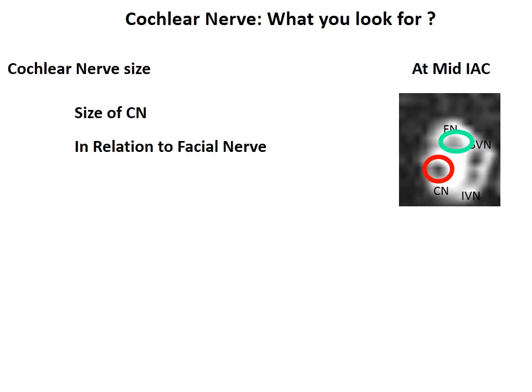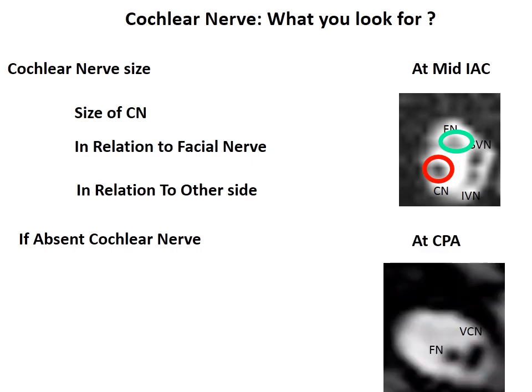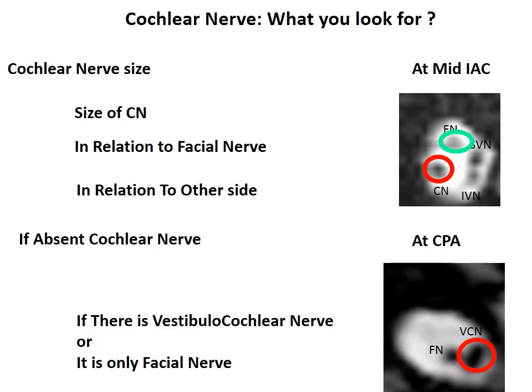And if the 2 cranial nerves are hypoplastic, you compare them to each other. And if you are going to operate, you are going to operate on the better formed cochlear nerve. If you don't find a cochlear nerve at the middle of the internal auditory canal, you go to the CP angle to see if it's only the facial nerve which is there, or there is a facial nerve and a vestibular or a vestibulocochlear bundle, which will be a better prognosis than if it's only the facial nerve.